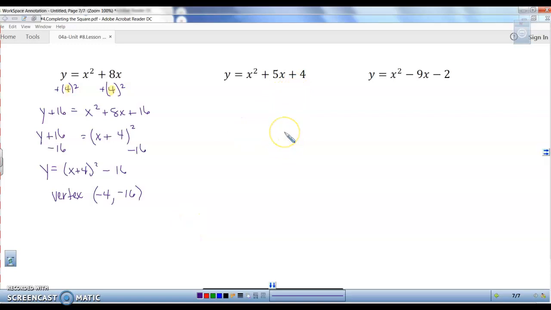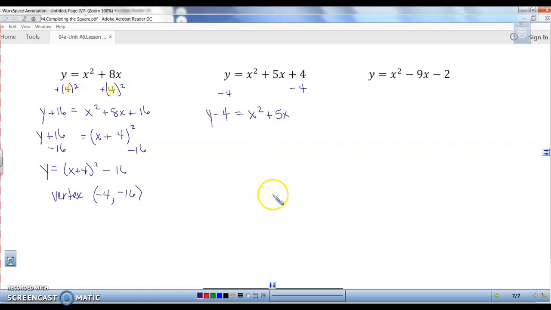Okay, now, let's try this next one. I wanted to point this out. Your vertex doesn't always come out to be nice things. That's not a big deal. Let's look what happens when we do this. x squared plus 5x plus 4. First, we want to move the c term. And that gives me y minus 4 equals x squared plus 5x.